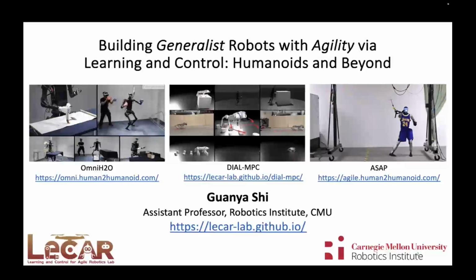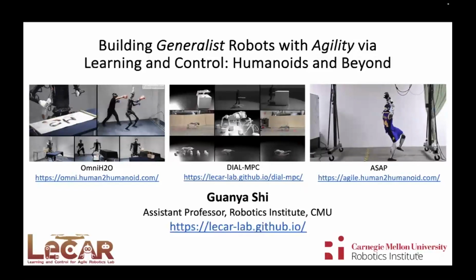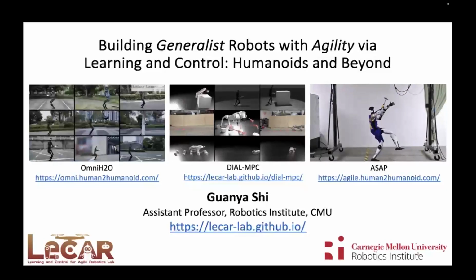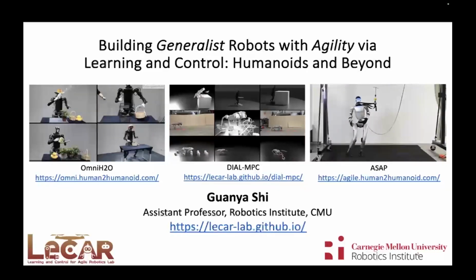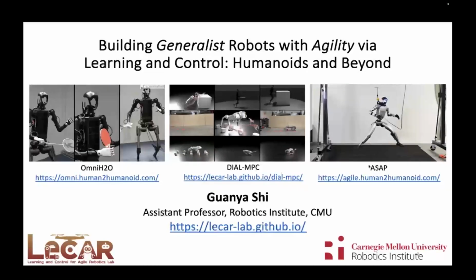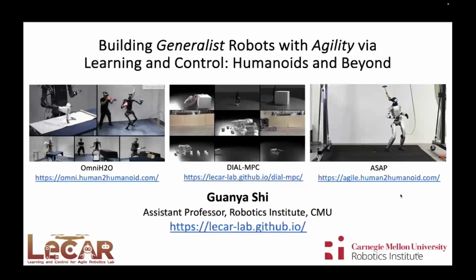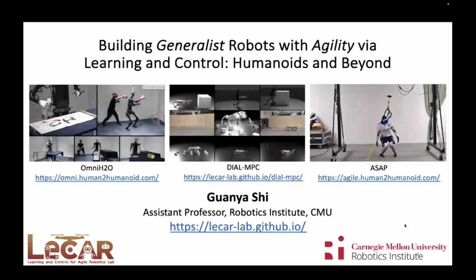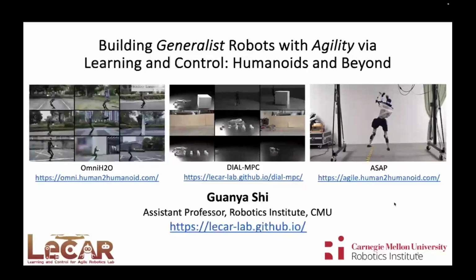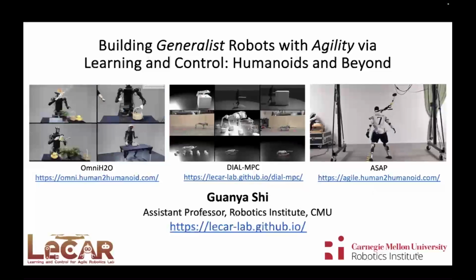So I'm very excited to be here, even virtually, to present some of our recent research. The title is Building Generalist Robot with Agility via Learning Control, Humanoids and Beyond. There are two keywords. One is generalist, another is agility. We will go to detail later.